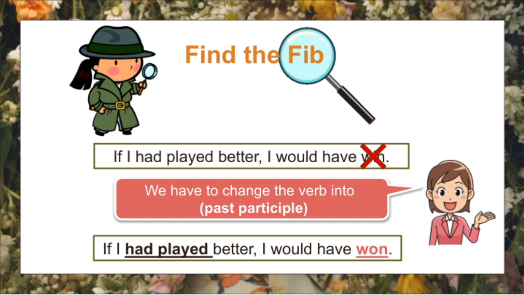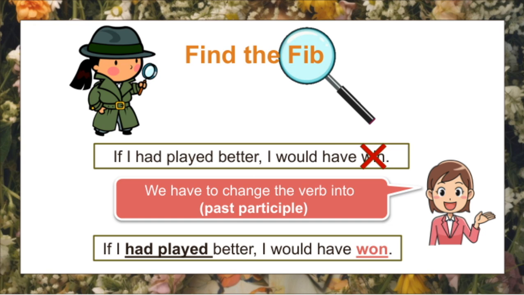Now, in the incorrect example, if I had played better, I would have win. The verb win is in its base form, which is a common mistake. The correct form is won, the past participle of win. So the key takeaway here is, whenever you're constructing third conditional sentences, remember that after would have, the verb must be in the past participle form. This structure helps us express regret or hypothetical situations about the past accurately. And as we connect this to the overall theme, it's about mastering the correct verb forms to communicate clearly and accurately, especially when discussing unreal past situations.